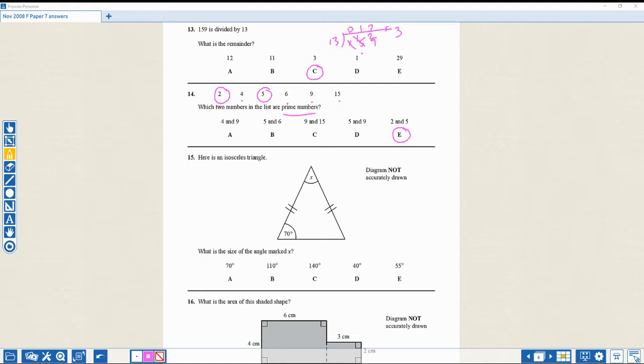Moving on to 15, we've got an isosceles triangle. So straight away, we know the two base angles of an isosceles triangle are the same. So we've got 70 and 70, and we've got to work out the angle marked X.